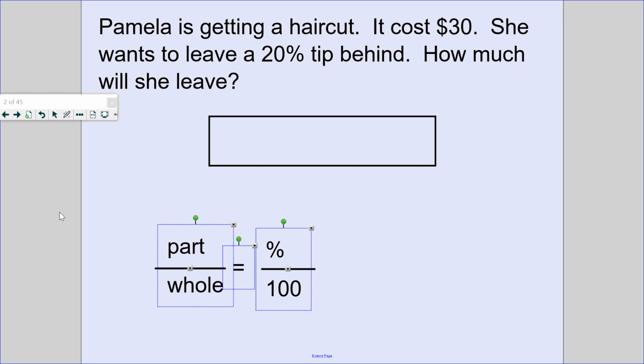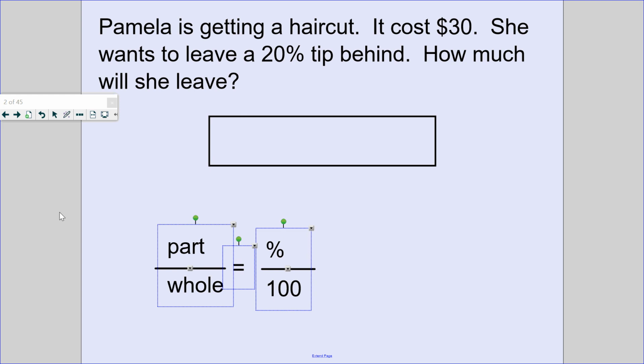20%, by the way, is the standard tip that you're supposed to leave. Some people believe it's 15%. Some say 15% for average service, 20% for pretty good service, 25% for excellent service. But it all depends on your generation. People tip at different levels depending on their generation.